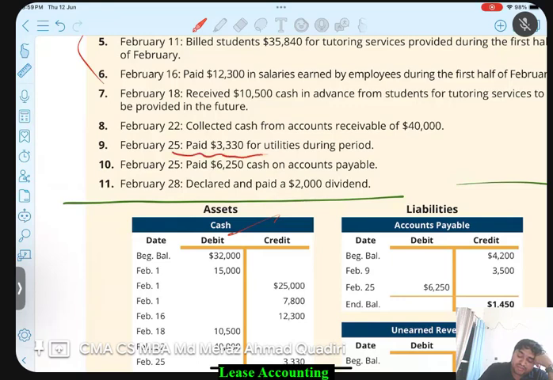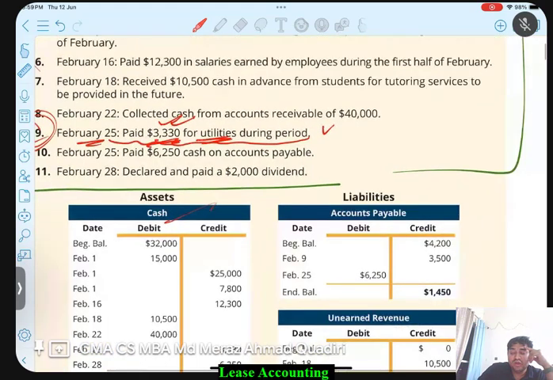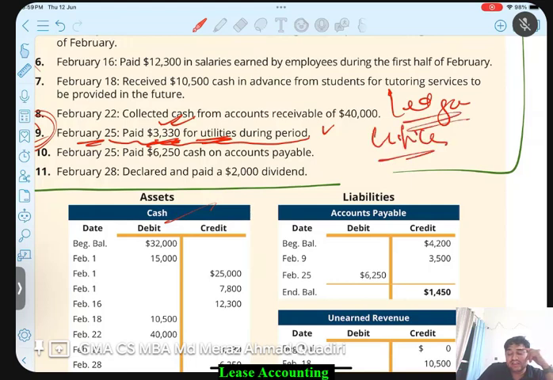So it means that we have paid, like taking the example of the nine property, paid 3,300 for the utility. It means that there are two ledgers involved here. So the first ledger is what? Utility. It means some electricity expenses, utilities, and the second ledger is cash. So you paid the 3,300.